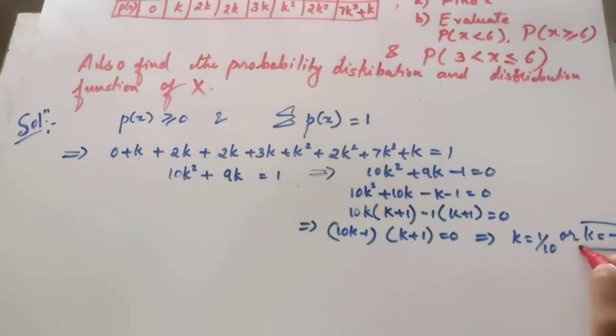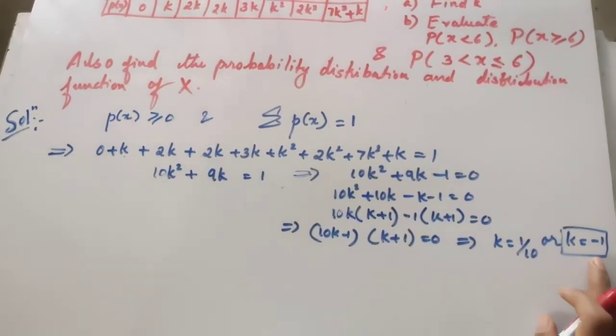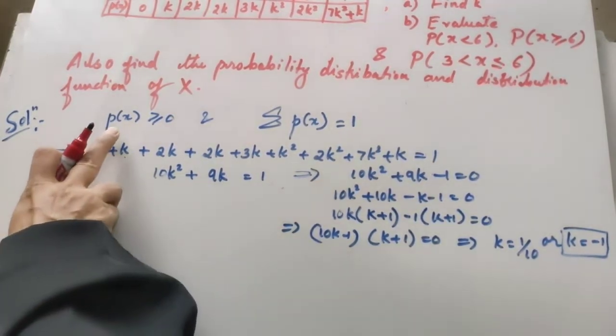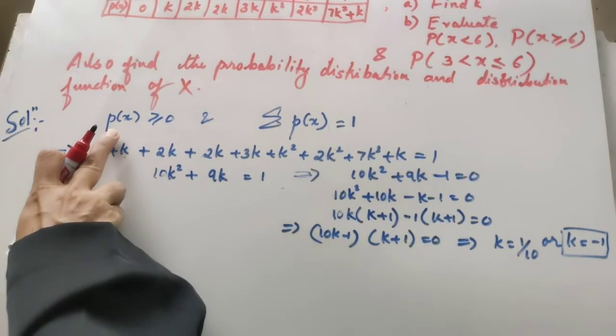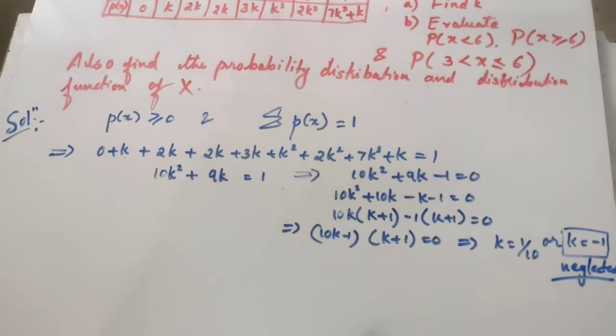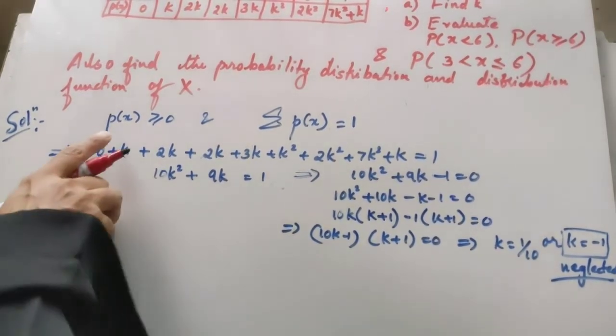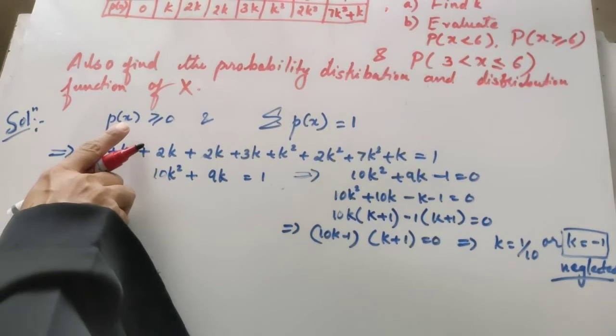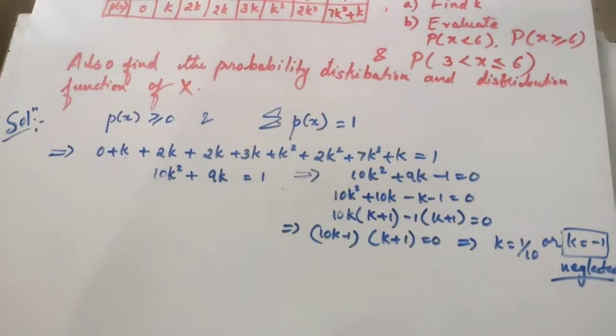Now if k is equal to minus 1, this will violate our definition that P of x must be greater than or equal to 0. So this has to be neglected. The reason: if you put k equal to minus 1, all of these values will turn out negative, and that is not appropriate according to the definition of a probability distribution. Because of this we neglect k equal to minus 1.